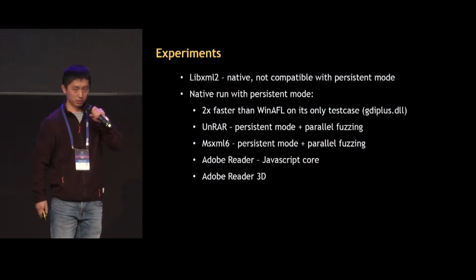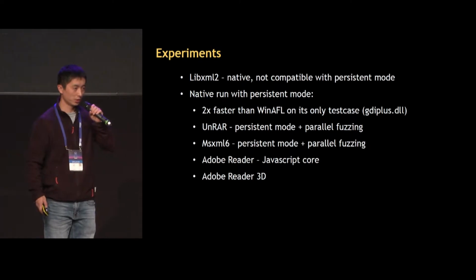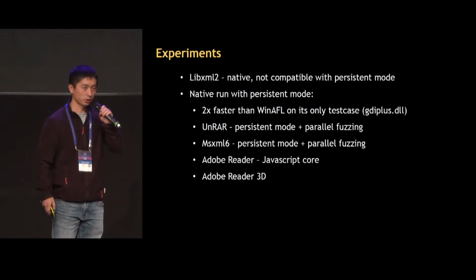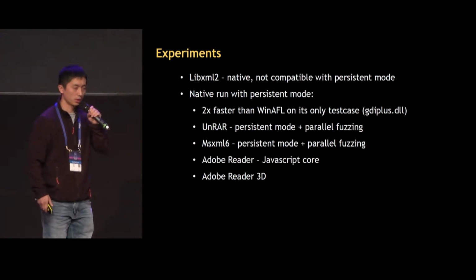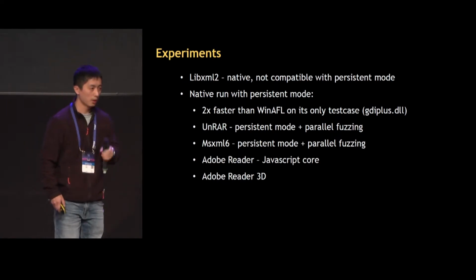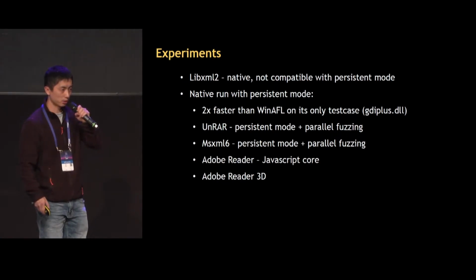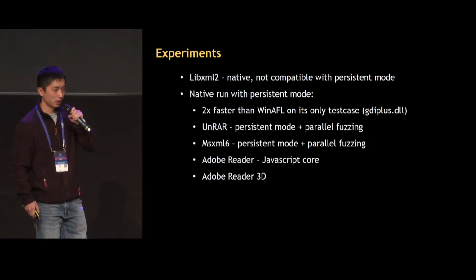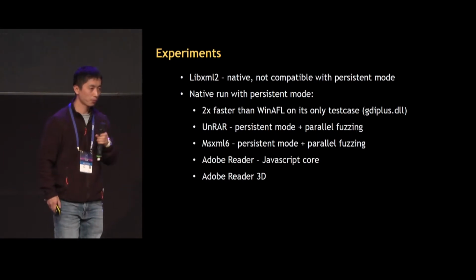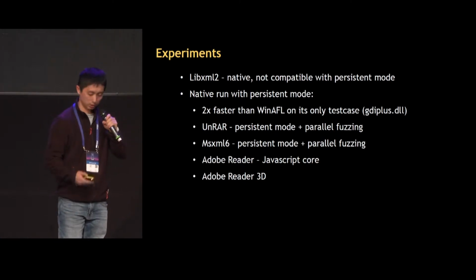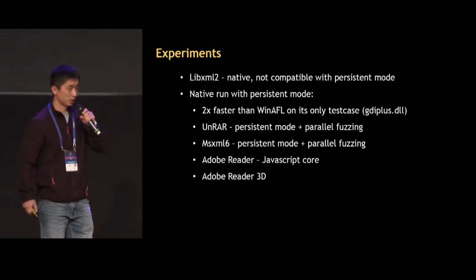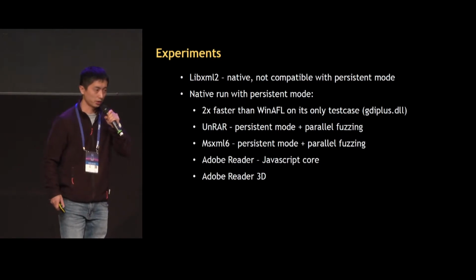Some of the current projects we test on are medium-sized programs. libxml2, unfortunately, doesn't support persistent mode because the default xmllint has a lot of global state. We tried persistent mode with the following examples: GDI+, RA, MS XML, and Adobe Reader 3D. And this is a typo: it's the SpiderMonkey JavaScript engine in Adobe Reader.